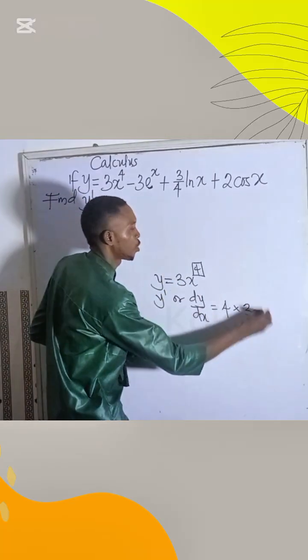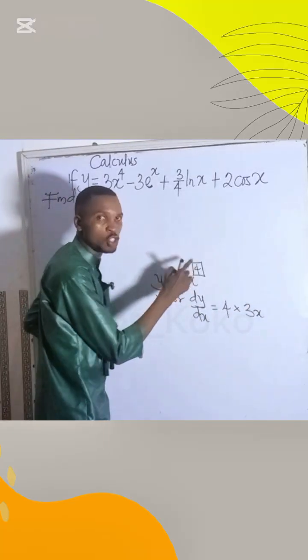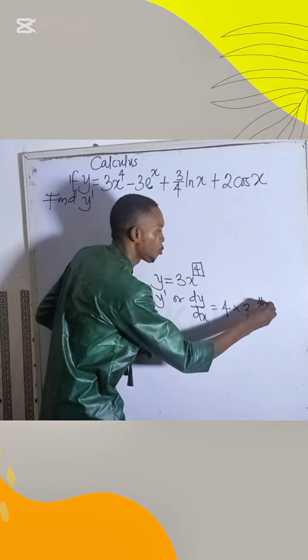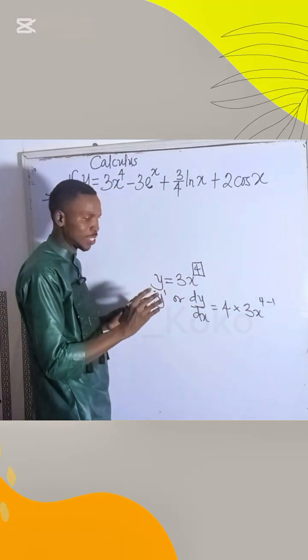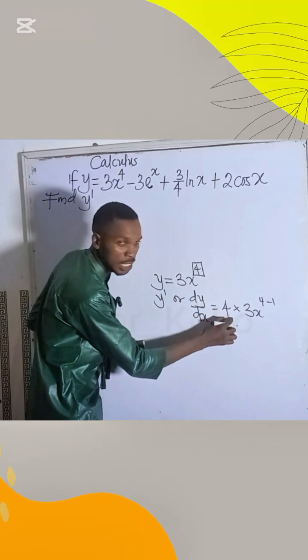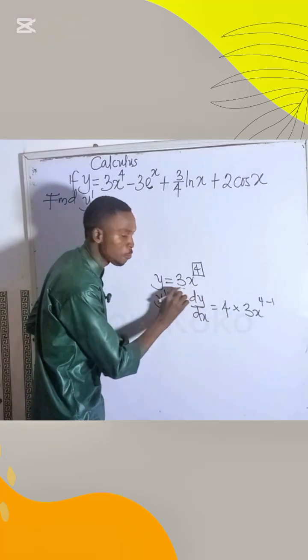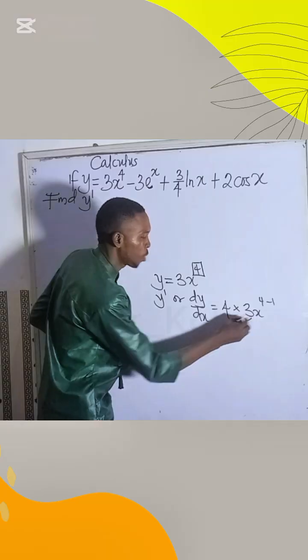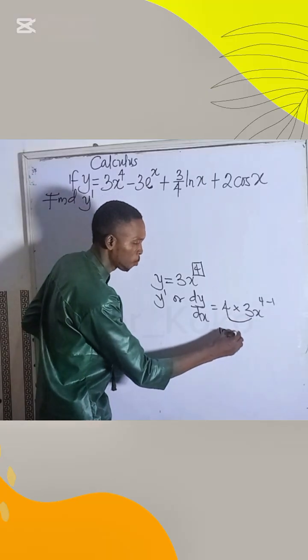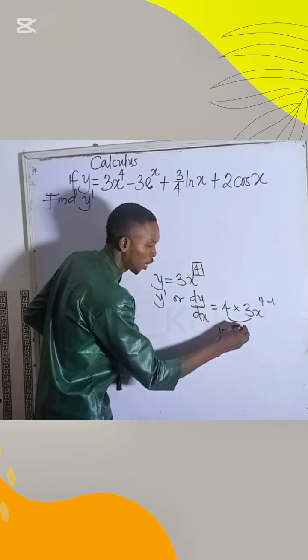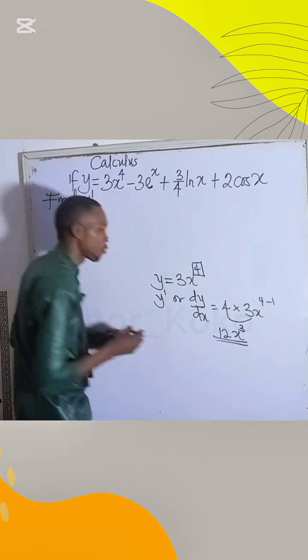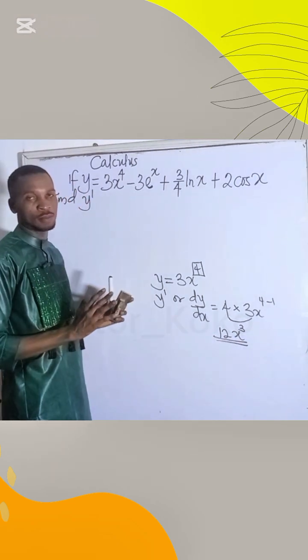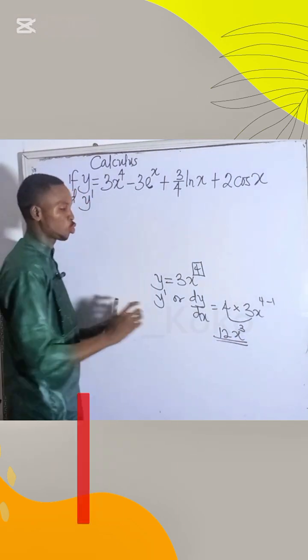Then x. Now, this 4 here, you are going to remove 1, like this: 4 minus 1. Do you understand? The power, bring it down, multiply it by the function again, then the power here, you take away 1. So 4 multiplied by 3 is what? 12. x, then 4 minus 1 will give 3. You have solved that question like that. Did you understand? Right. So that's how you do it.